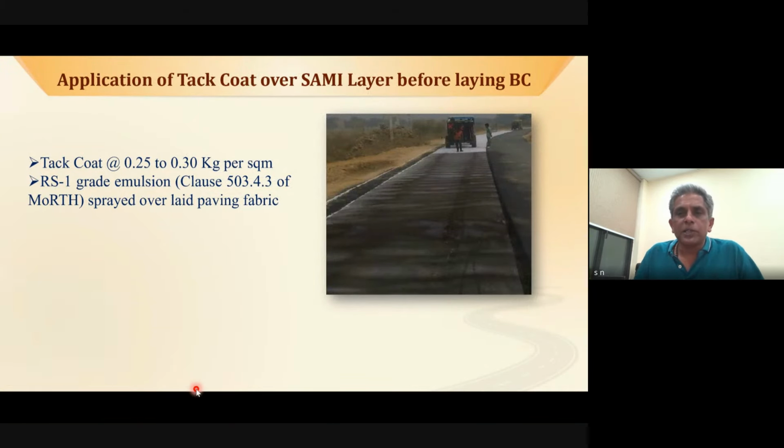Then on top of the SAMI layer, the next step is placing a tack coat on top of it, again at the rate of 0.25 to 0.3 kilograms per square meter. And RS1 grade emulsion is typically what is used in the tack coat on top of the SAMI layer.